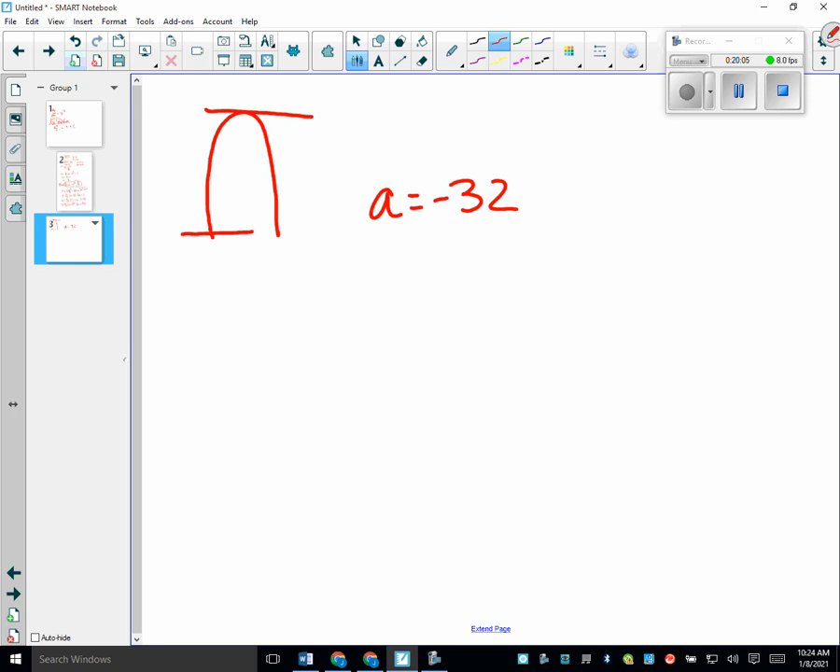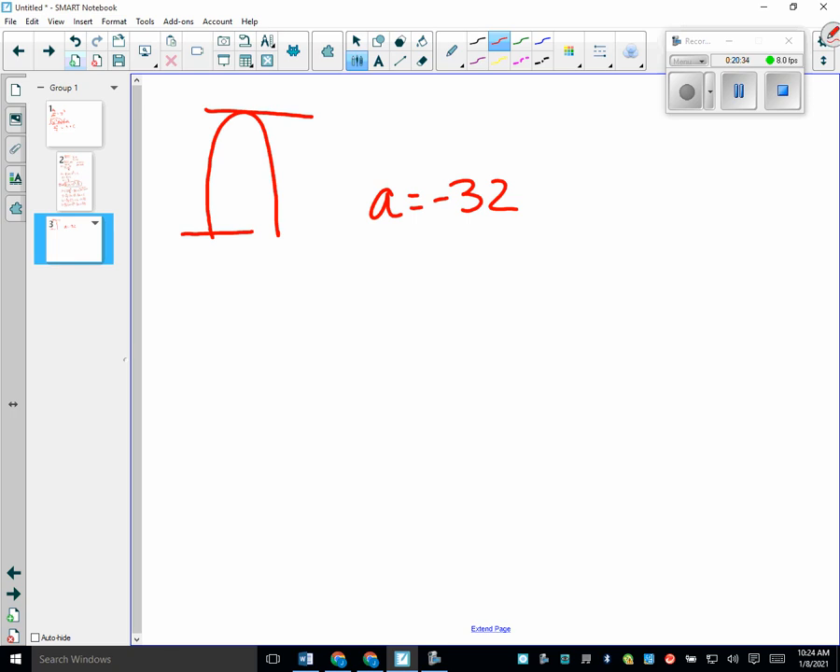Acceleration of gravity in feet, instead of meters a second, is negative 32 feet per second squared. It's not feet per second, it's feet per second squared. Where does negative 32 come from? It's the same thing as 9.8. What is 9.8? 9.8 meters a second squared is the acceleration of gravity.